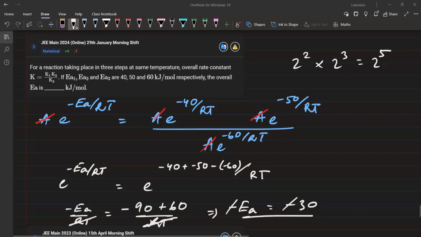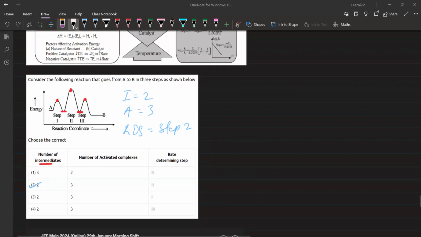Anyone still writing? The previous one, Maria? What do you need to understand? Can you tell me regarding intermediates, activated complex, or the rate determining step? Number of intermediates. Okay.